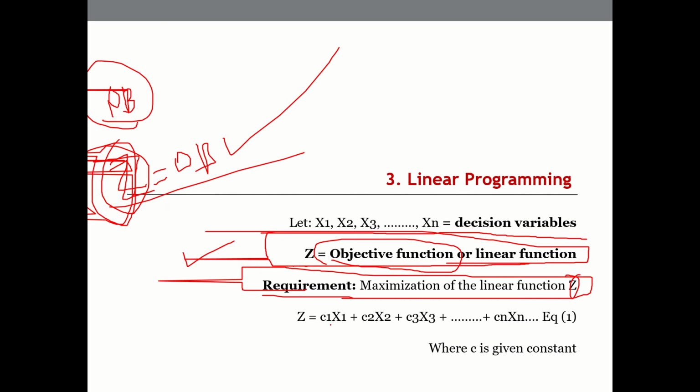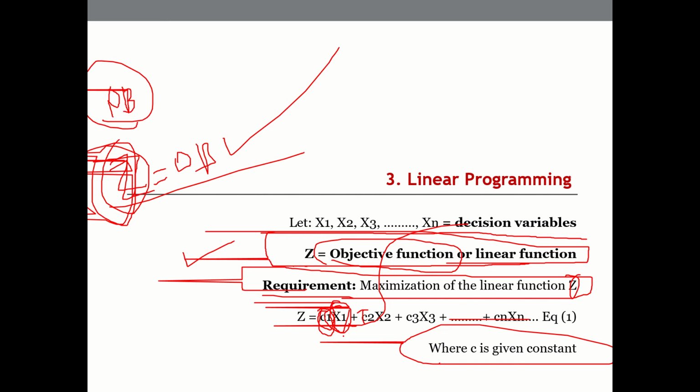So Z is equal to C1, C2 up to Cn multiplied by the decision variables. C1, C2, Cn are all constants. We will see with an example how this works. There are two kinds of variables here: one is the constant and the other is the decision variable. Using these, we have to construct a linear equation. Theoretically, this is how it is.